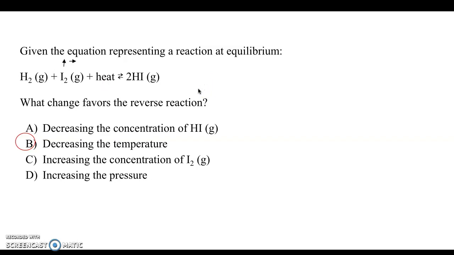C, increasing the concentration of iodine. If we increase iodine, we're going to have to get rid of the excess, which causes a shift to the right, favoring the forward reaction.